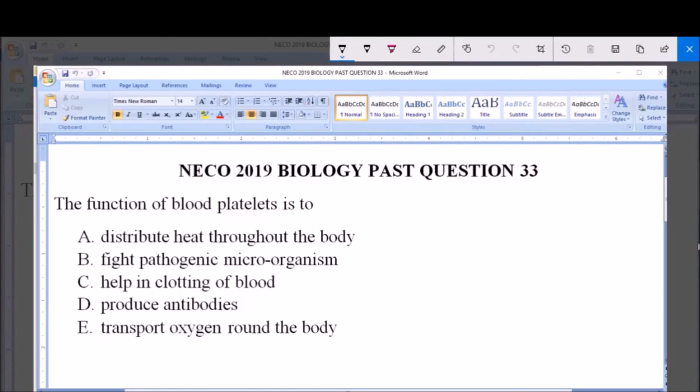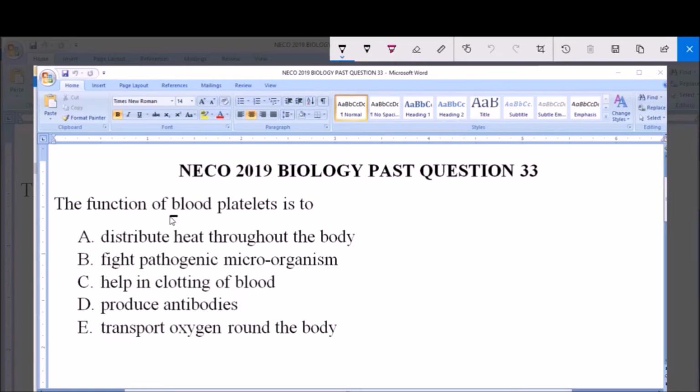I will be answering NECO 2019 Biology Past Question 33. The function of blood platelets is to A. Distribute heat throughout the body, B. Fight pathogenic microorganisms, C. Help in clotting of blood, D. Produce antibodies, and E. Transport oxygen around the body.